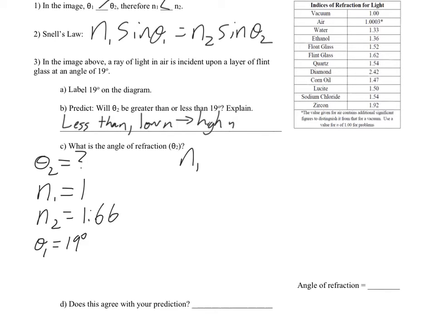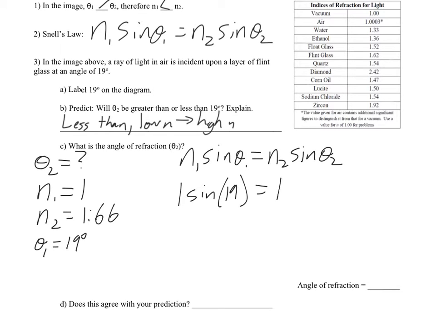So using Snell's law, N1 sine theta 1 equals N2 sine theta 2. So N1 is 1 times sine of 19 degrees equals N2, that's 1.66, sine of theta 2. I'm going to go through the algebra quickly. Just don't forget that you have to use the inverse sine to get theta 2, but theta 2 comes out to be about 11.5 degrees.